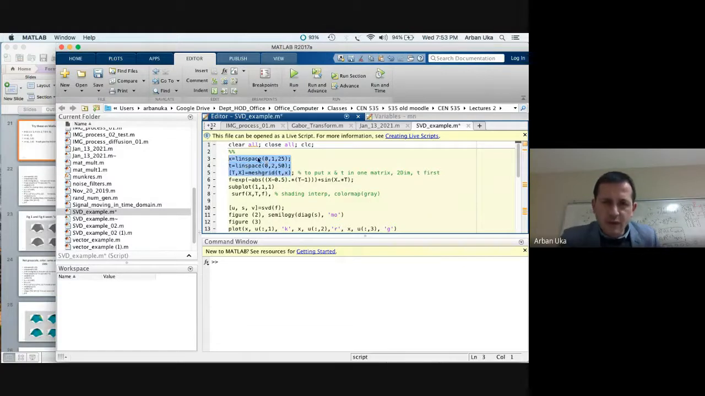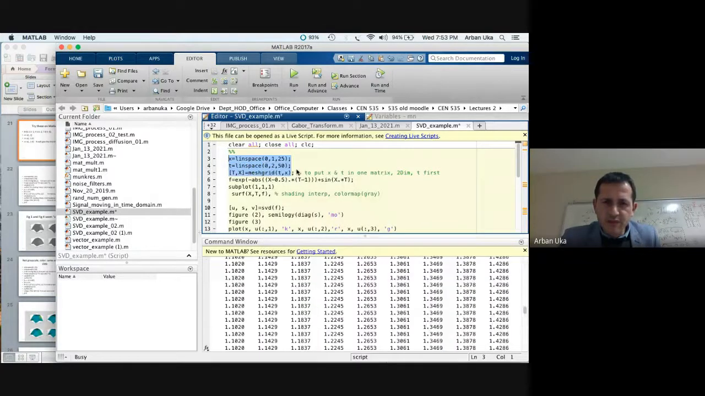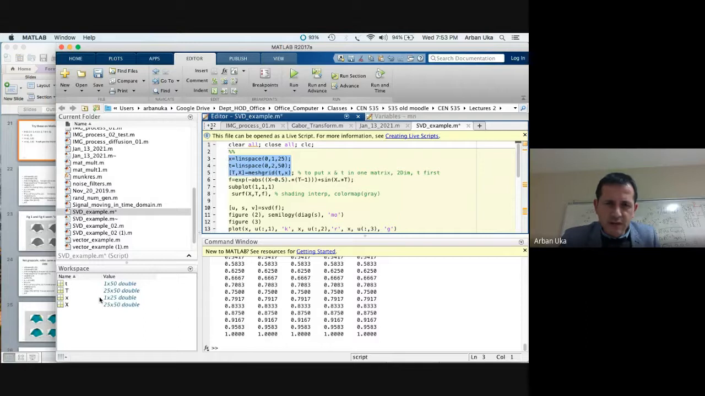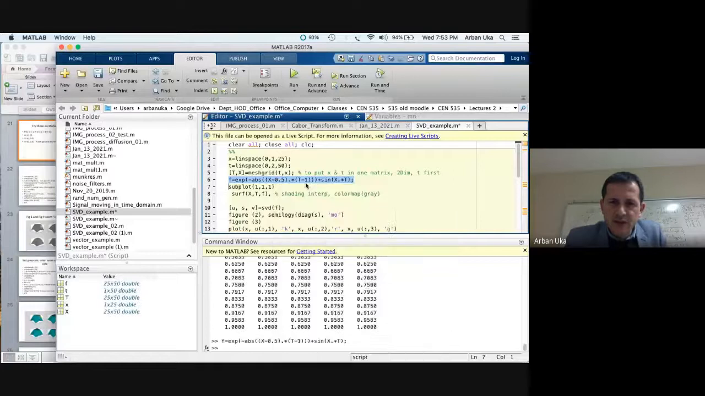So here, we just define the x and the y. This is what they are. Apparently x is changing from 0 to 1, t is changing from 0 to 2, in 50 different steps. And we also created the meshgrid. We can see that t itself is 25 by 50 and x is also 25 by 50. So we can evaluate all of these. Now we can also define a function f, which is a function of capital X and capital Y.